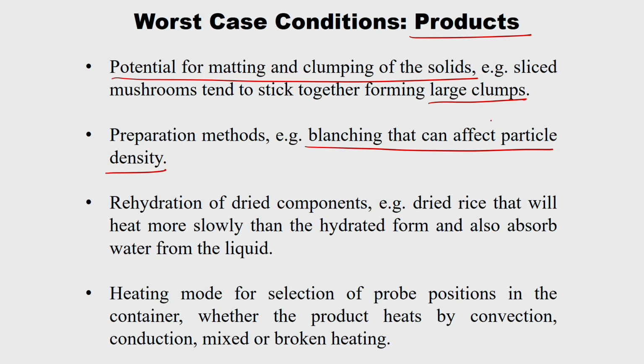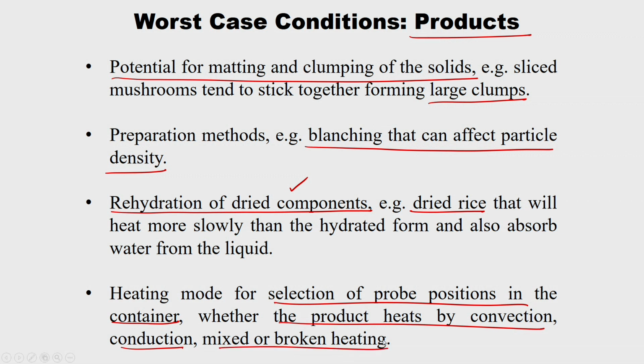We have seen that when you apply blanching, it normally softens the vegetable, so automatically your density would be varying. And rehydration of dried components. If you use dried rice, that will heat more slowly compared to the hydrated form. So this is also one of the worst conditions. And heating mode for the selection of probe position in the container, whether the product heats by conduction, convection, or mixed or broken heating. This we have also discussed already.